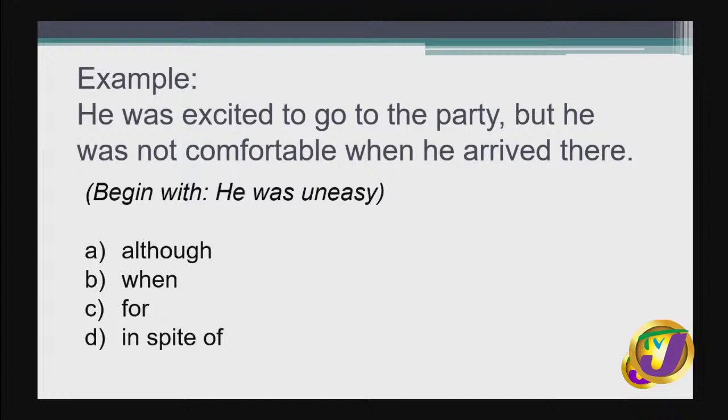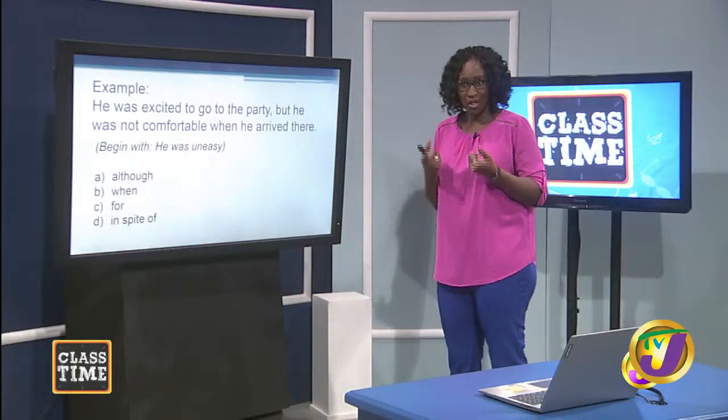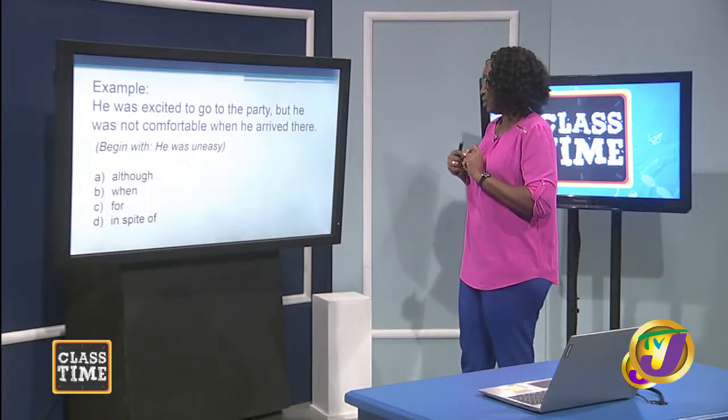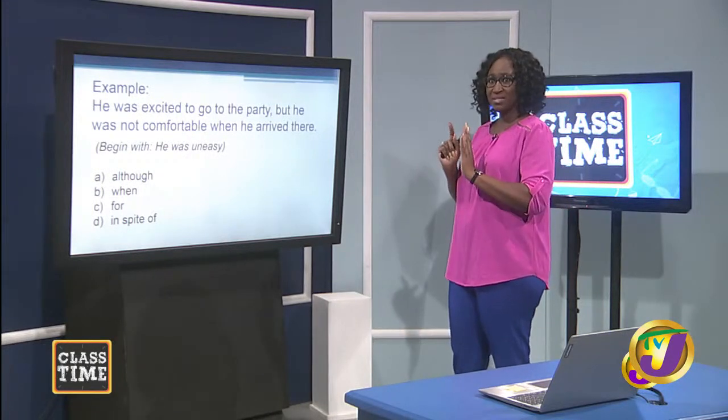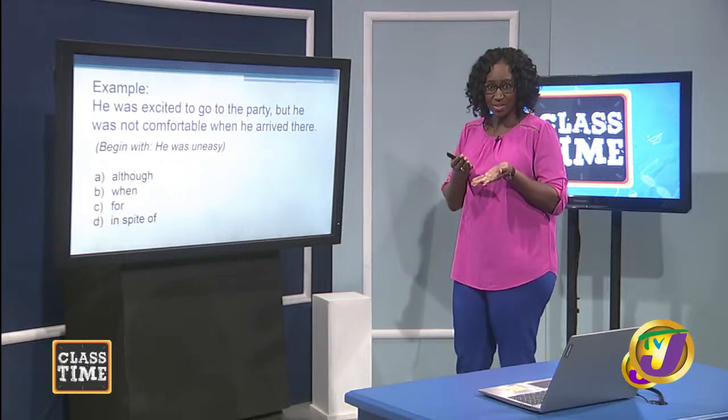Is it the first part, he was excited to go to the party? Or is it the second part, but he was not comfortable when he arrived there? What part of the sentence has the same idea being conveyed as he was uneasy? The second part. Good. So if you're going to start the sentence with he was uneasy, now you have to think of how am I going to start the sentence and how am I going to write this new sentence?